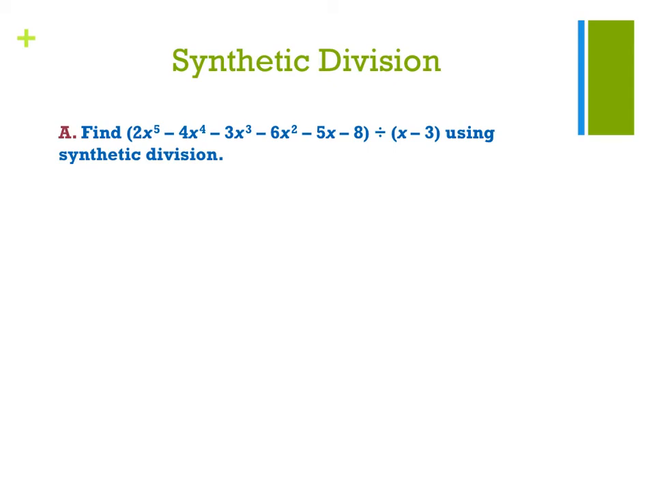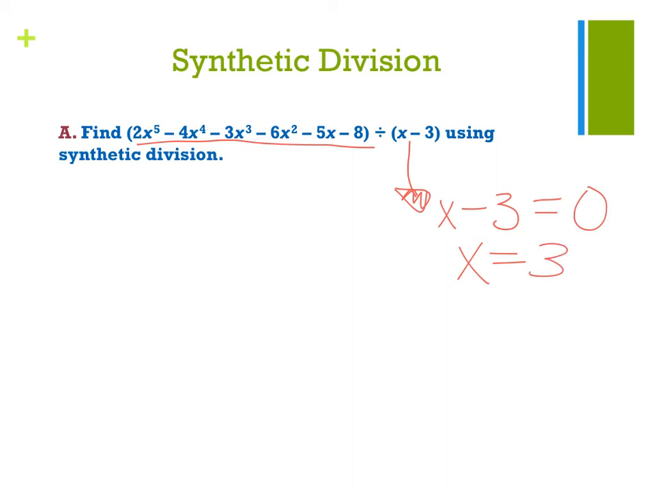Okay, we are going to divide synthetically the function 2x to the 5th minus 4x to the 4th minus 3x cubed minus 6x squared minus 5x minus 8 by x minus 3. Now remember, with synthetic division, we have to find the 0 of our divisor first. So if we take our divisor, which is x minus 3, and set it equal to 0, we can find the 0 by solving for x. So x minus 3 equals 0 implies x equals 3. And in the divisor box, I have a 3.